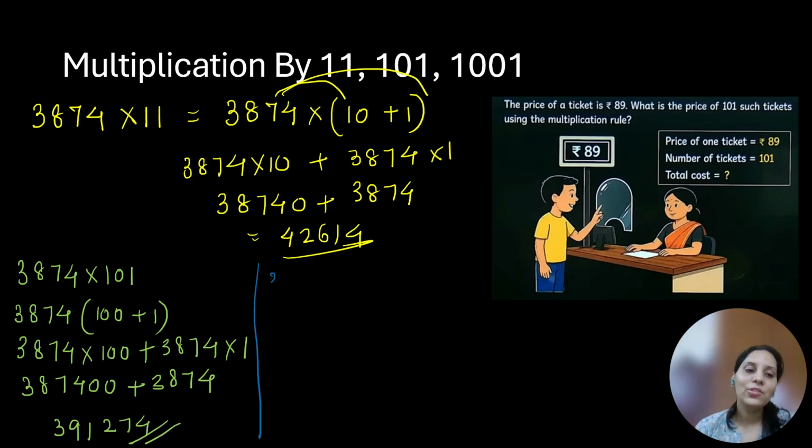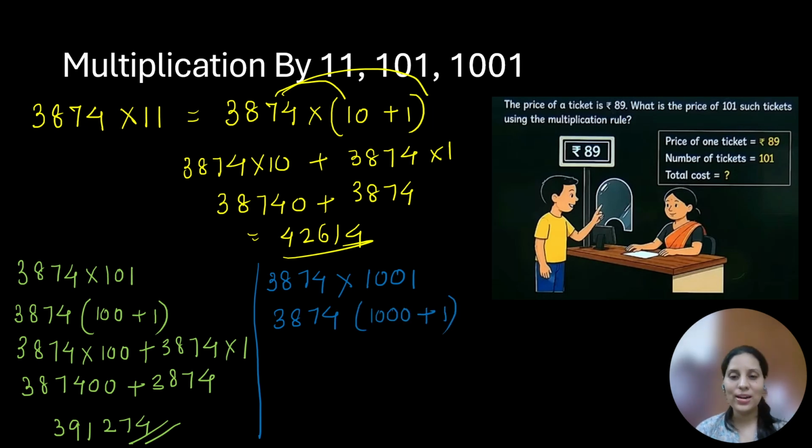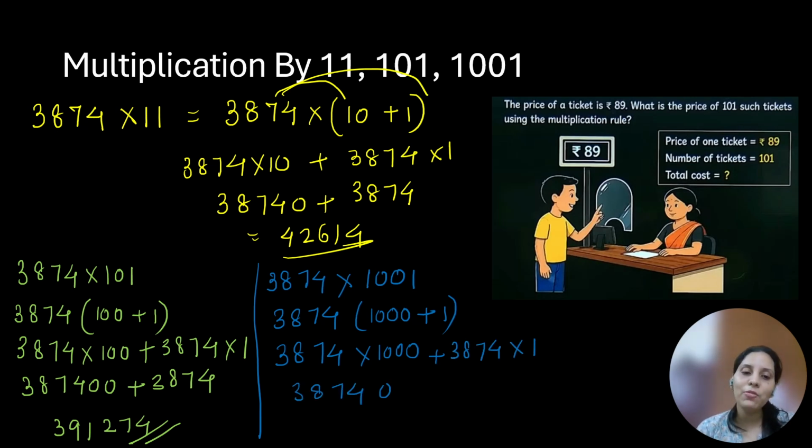Now 1001. 3874 into 1001. Same procedure. So 3874 into 1000 plus 1. See? These are very easy because when you multiply with multiples of 10, it becomes easier. So that is what everywhere we are just using distributive property. So distributive property helps us to multiply easily.